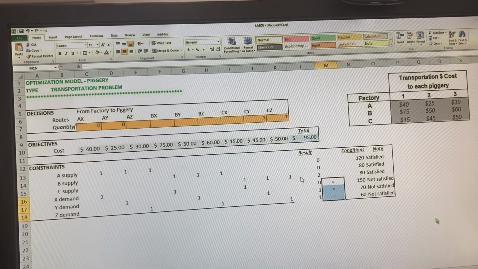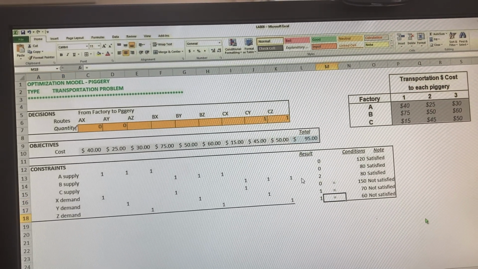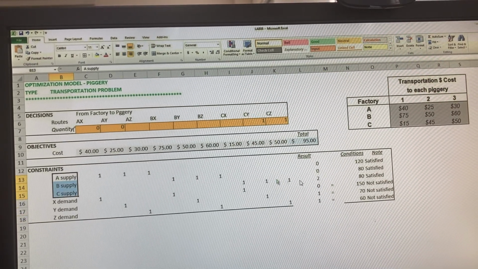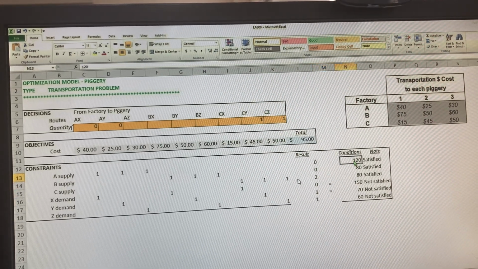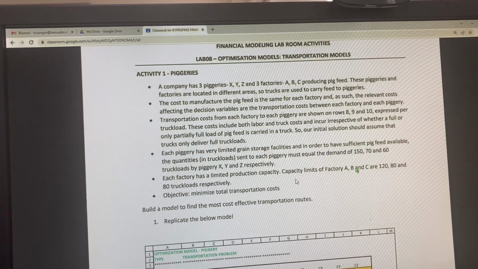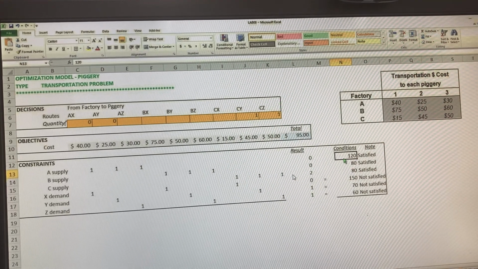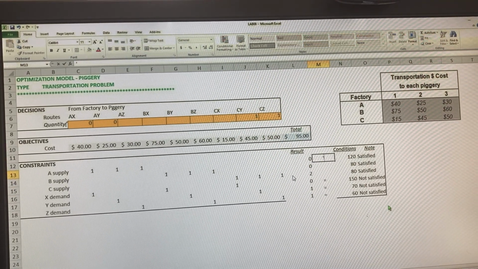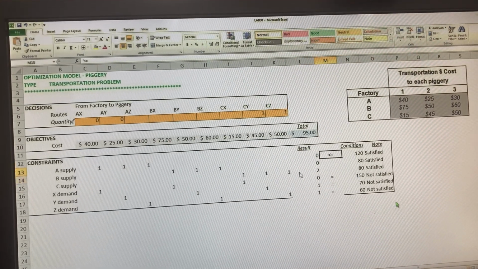So the demand, what you ship and what they receive should be equal. Make sense? Now, the supply here cannot be greater than your capacity. This is the capacity. Capacity of A, B, and C are 120, 80, and 80 trucks. So 120, 80, and 80. You should not produce more than what you are capable of. So it is smaller than or equal.